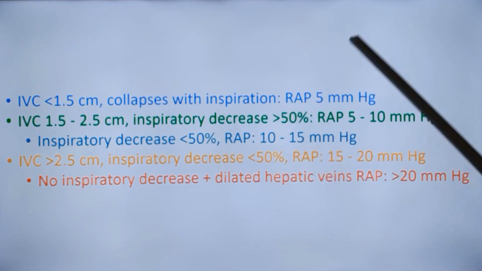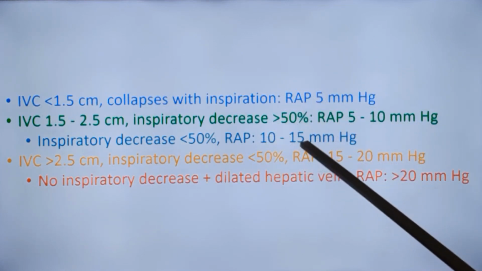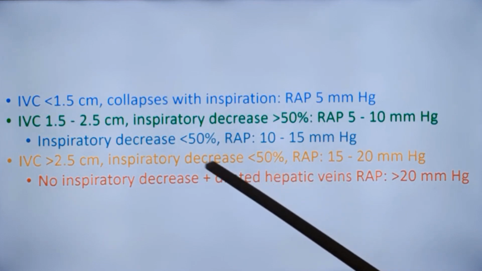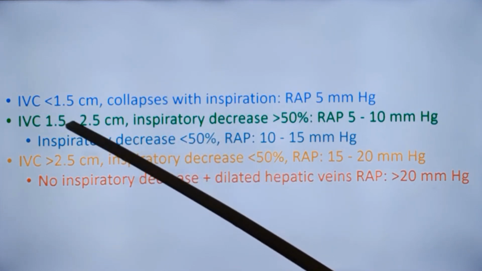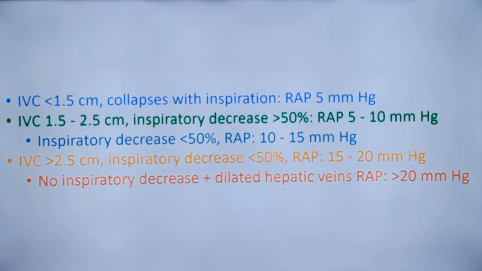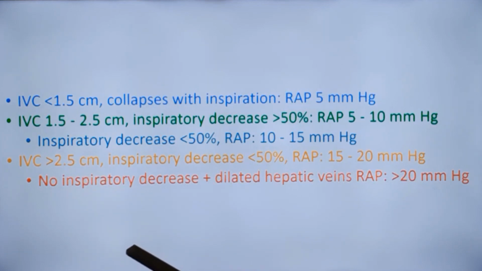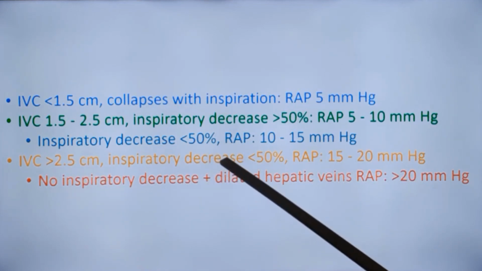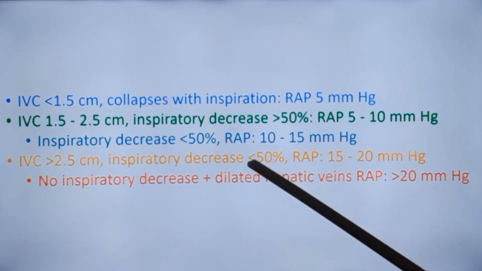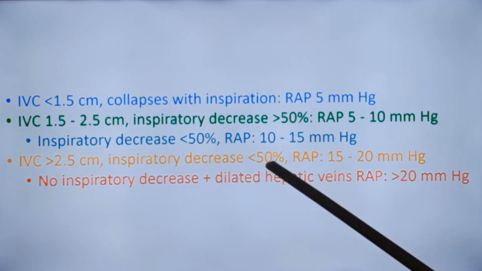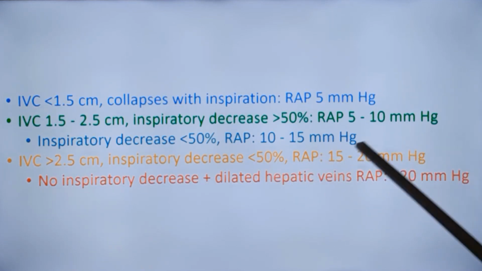So if the observed tricuspid regurgitation jet velocity is 40, then you'll have to add slightly higher when the inspiratory decrease is less than 50%, even if the IVC size is apparently normal. And when the IVC is dilated more than 2.5 centimeter and inspiratory decrease is less than 50%, that is the usual feature for IVC plethora, then you may have to add 15 to 20 millimeters of mercury.